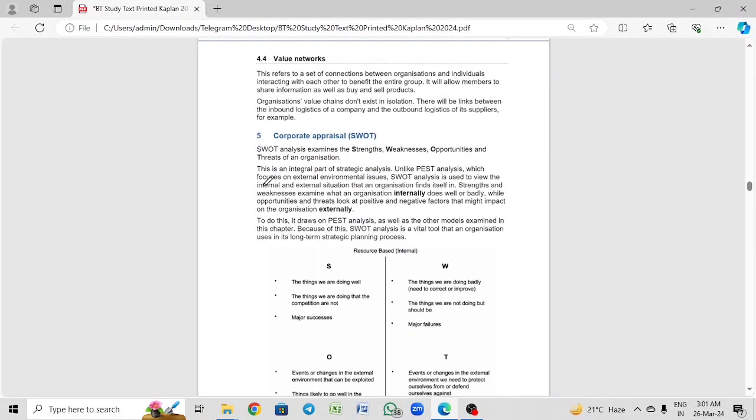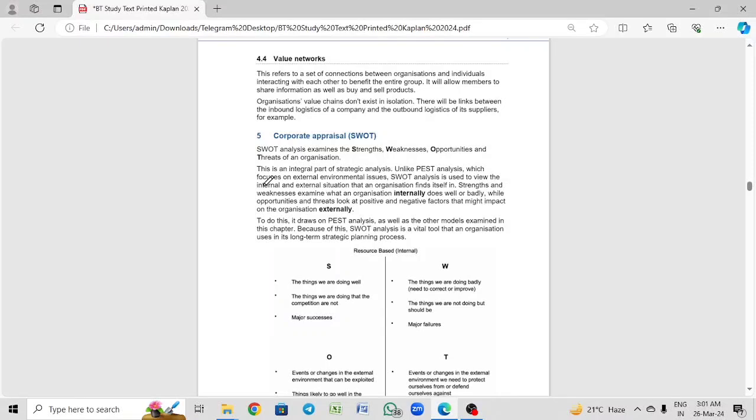Now what does the value network mean? The connection between the organizations and the individuals, okay. Example, what connections do I have with the distribution channel or marketing channel, okay, whether I have good connections with multiple firms which can help me in future with the distribution channel or the marketing channel. Okay, so this is the value network.